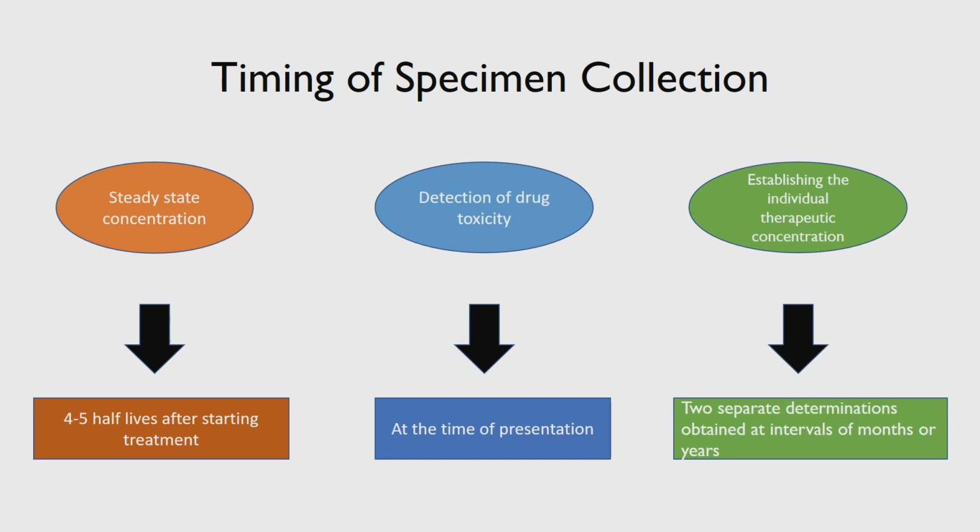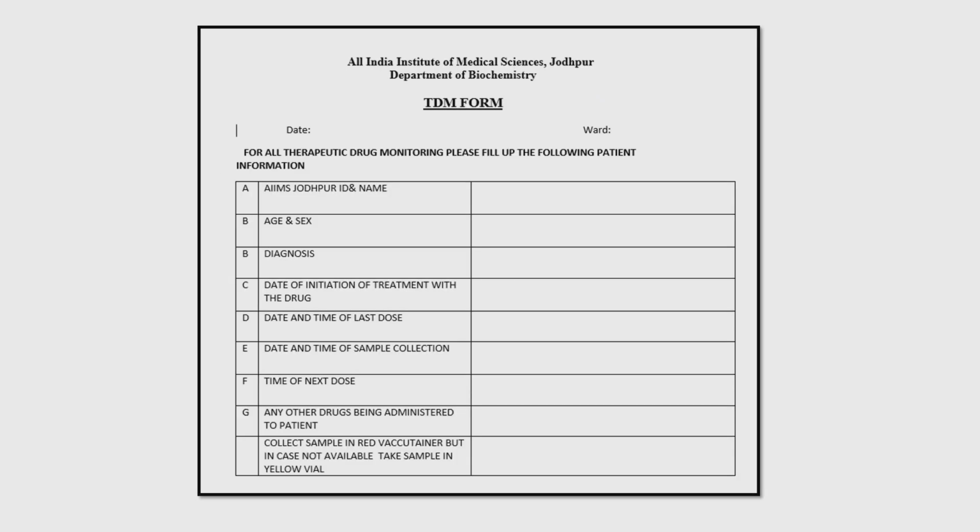But if you are looking for drug toxicity, then we should take the sample at the time of presentation. And if we are looking at establishing an individual therapeutic concentration, the guideline states to have 2 separate determinations, which have to be obtained at intervals of months or years when the patient is symptom free.